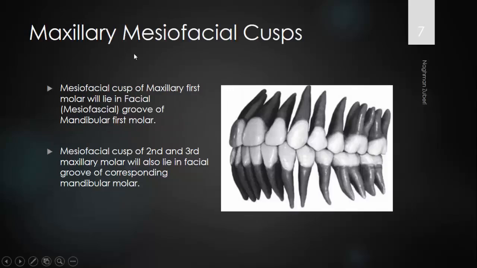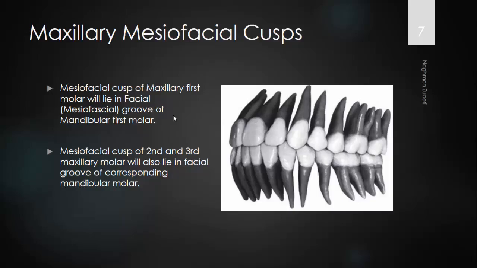Maxillary mesiofacial cusps. Edward Angle actually classified malocclusions on the relationship of maxillary mesiofacial cusps with the facial grooves of mandibular teeth. The mesiofacial cusp of the maxillary first molar will lie in the mesiofacial groove of the mandibular first molar. Similarly, mesiofacial cusps of the second and third maxillary molars will also lie in the facial groove of the corresponding mandibular molars.